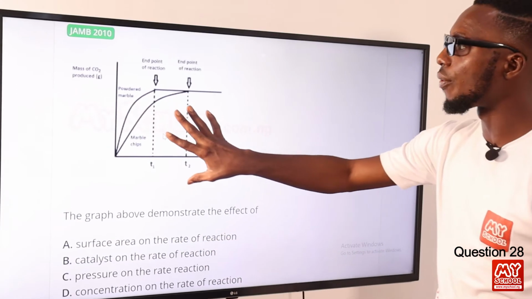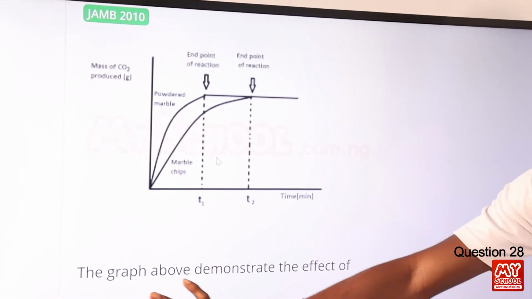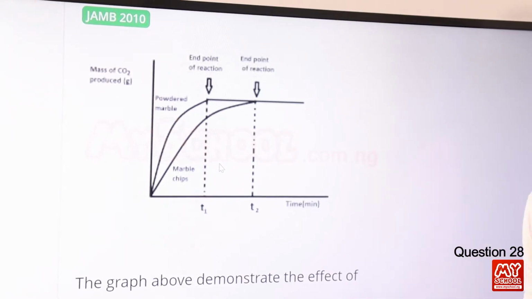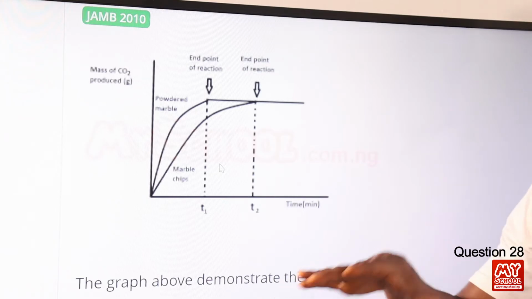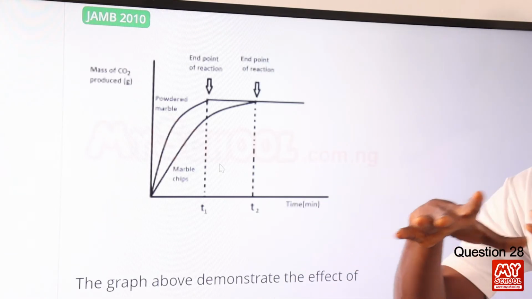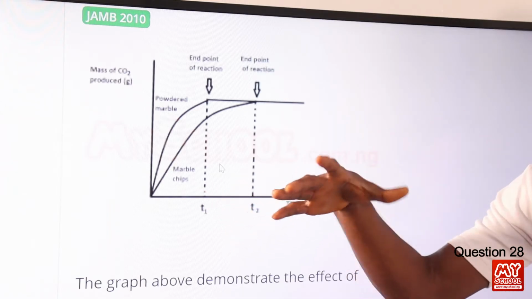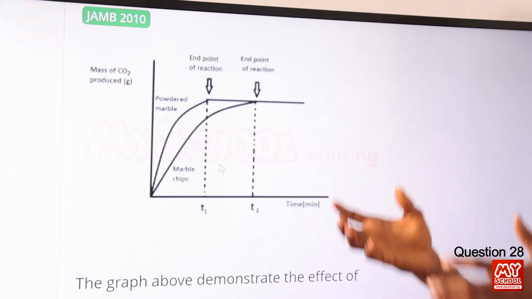You can see that there's a comparison between powdered marble and marble chips. When you're talking about surface area in a chemical reaction, you're talking about how much exposure you are giving to reactants that are actually solid. Let me just take solid in this instance. Once you increase the surface area, that means you have increased the area that is exposed for physical or chemical attacks, and that is what happens here.